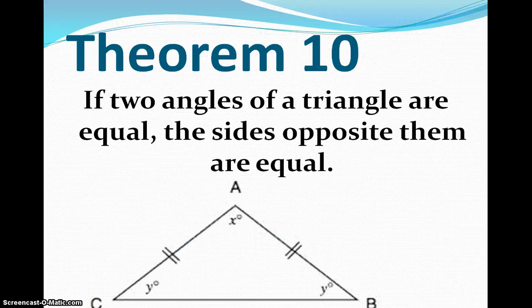Theorem 10 is just the opposite of that. So if two angles of a triangle are equal, the sides opposite them are equal. And so if I know that in triangle ABC the angles are equal, then I should be able to conclude that the sides are also equal.